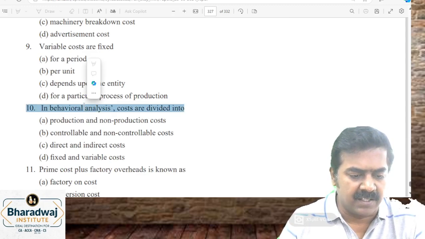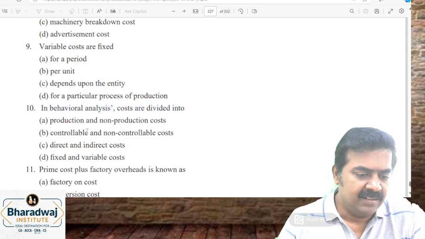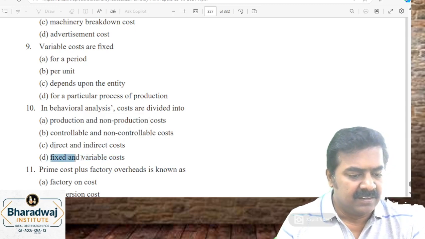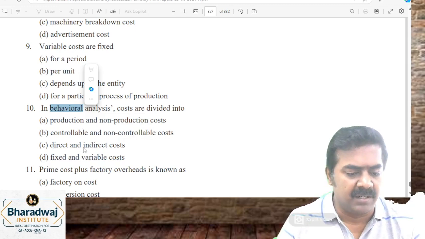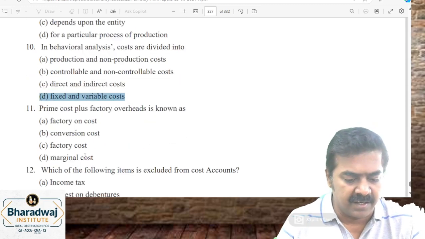Behavioral analysis, how do we classify the cost? Based on behavior. Fixed and variable cost. How the cost behaves. Is it fixed or variable or semi-variable? According to which one? Behavioral analysis. Then the answer is D.